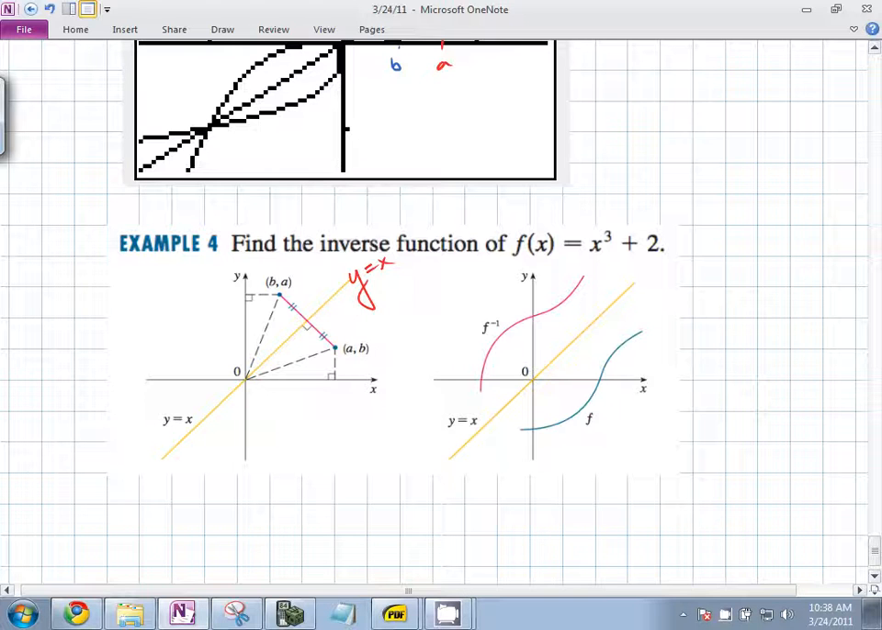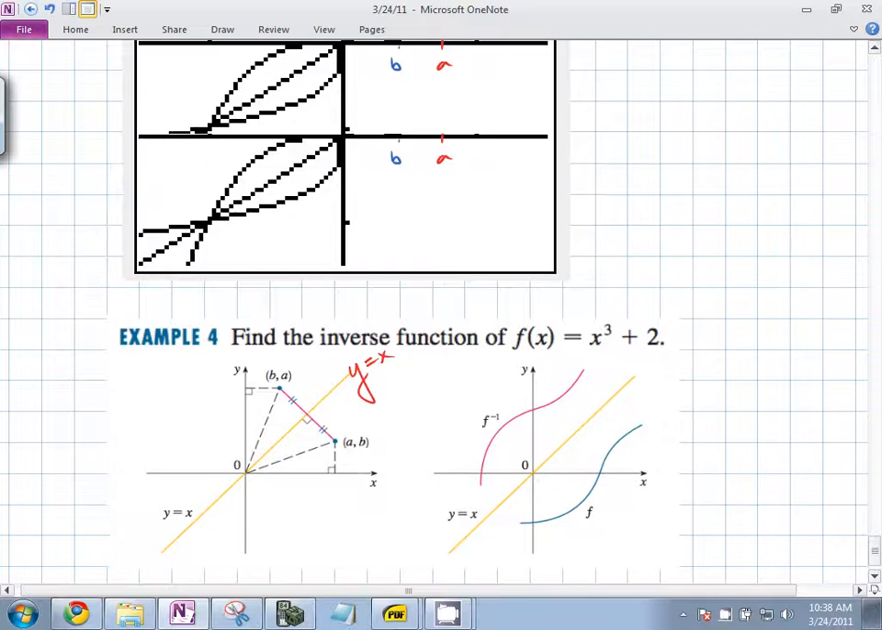And here's the question I have for you. What happens if you take a horizontal line and you reflect it over the line y equals x? A horizontal line will become a vertical line. Let's try that here. Here's y equals x. Here is y equals 4. If I reflect that over the line y equals x, what does the line become? It becomes a vertical line.